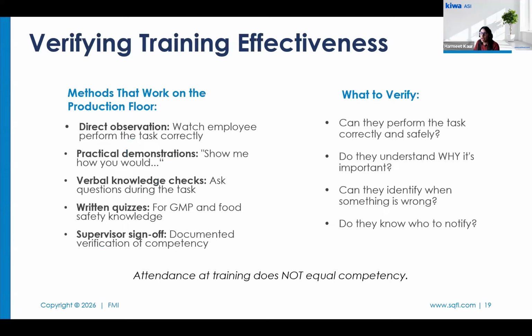Verifying training effectiveness. How do you know training actually worked? There are many methods that work on your floor. Direct observation: actually watch the employee perform the task correctly in real-world work conditions. Practice demonstrations: show me how you would handle a CCP deviation, right? Verbal knowledge check: ask questions while they're doing the task to confirm they understand why and not just how. Written quizzes: I'm sure many facilities do have written quizzes for GMP and food safety knowledge checks. Supervisors sign off with a documented verification of competency.